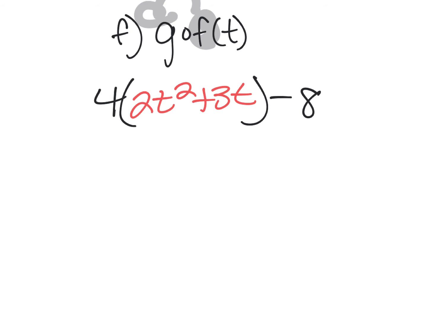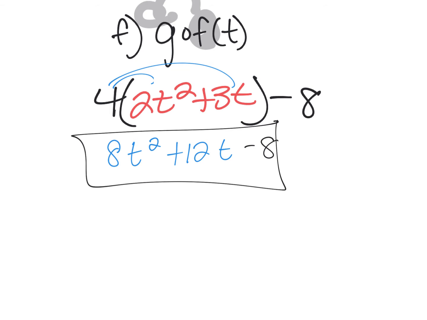All right, this one's a lot easier than the last one. We need to distribute this 4. So that would give me 8t squared plus 12t minus 8. Let's clean it up. Okay, look, there's nothing to combine, so there are no like terms that you can combine. It's also already in standard form. That was nice. So we're done.